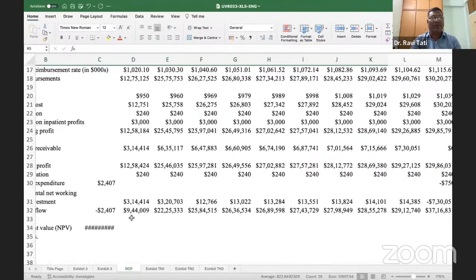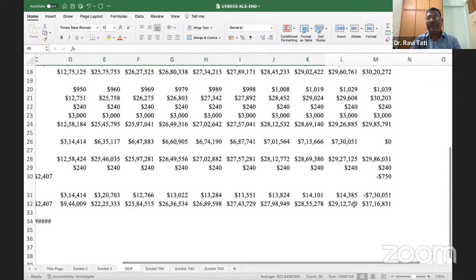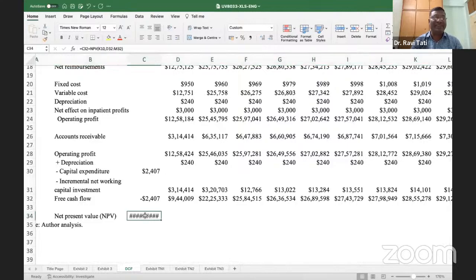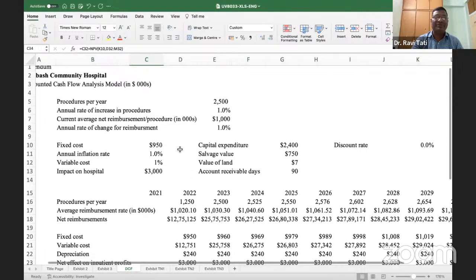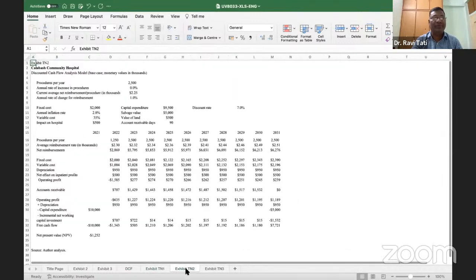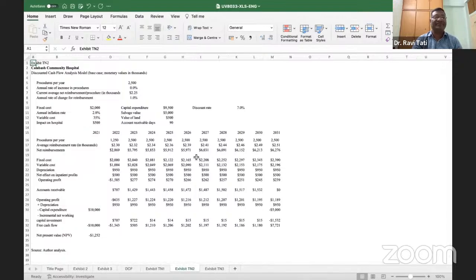944,000 to 37,16,831. The net present value given here is wrong. Some figures I have taken correct, some figures I have taken wrong, but the actual correct figures I'm just showing you now. These are the correct figures.